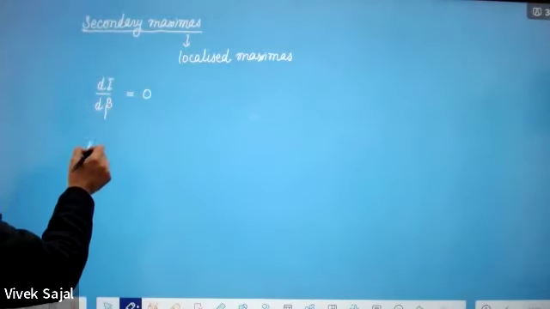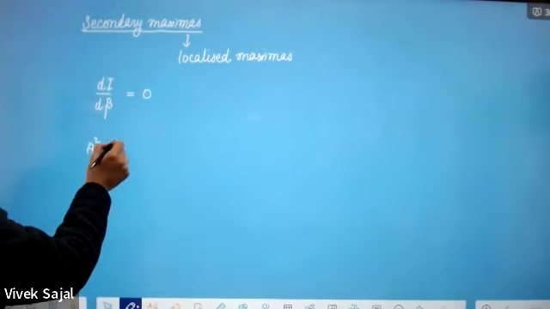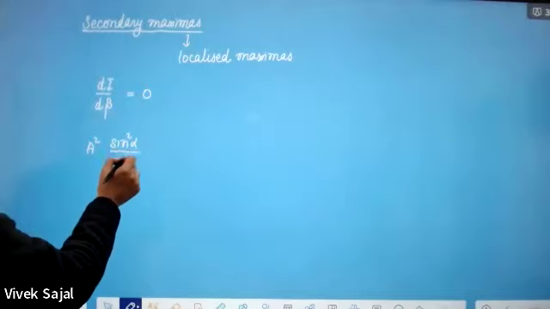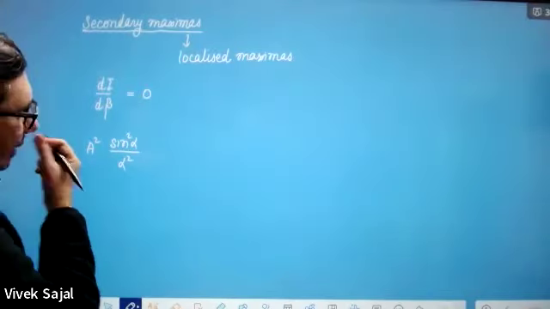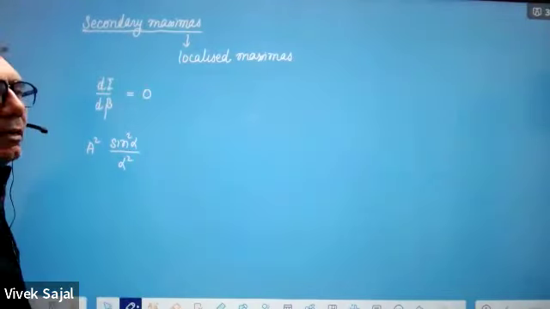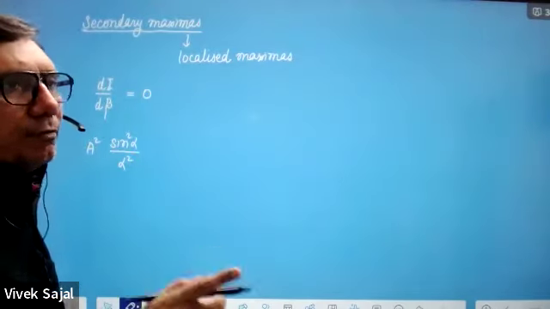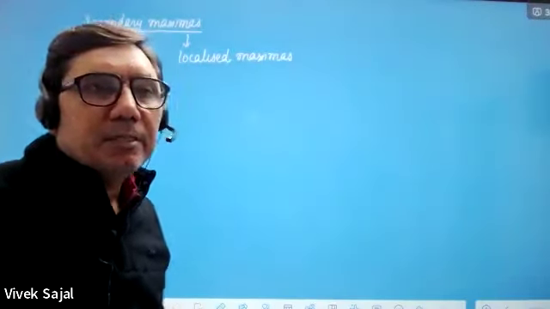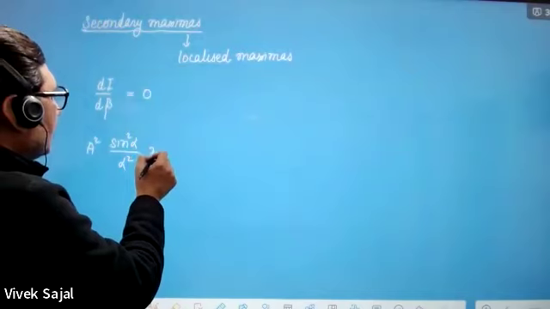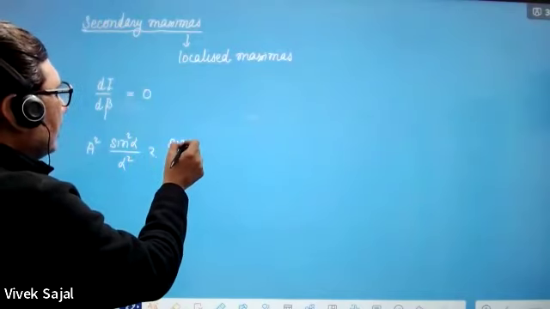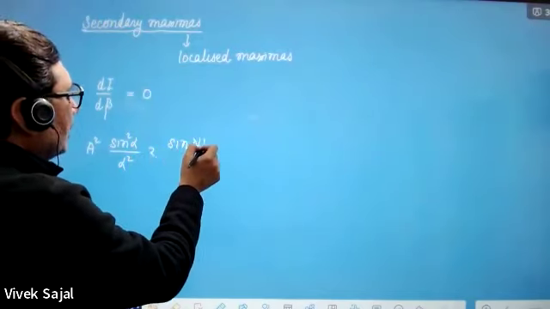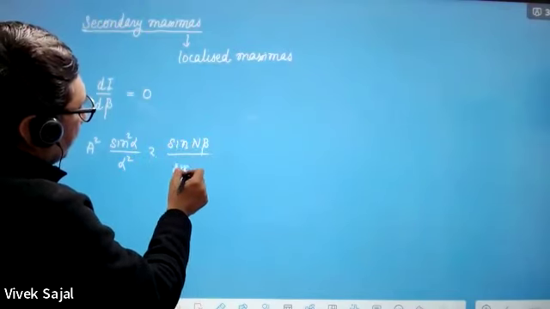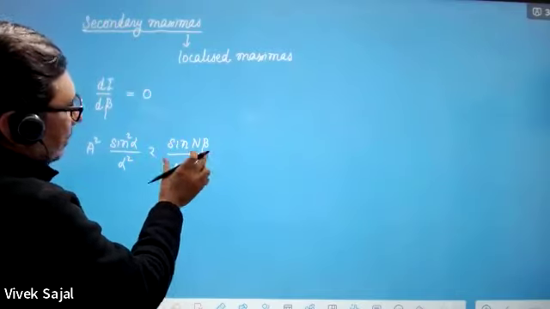I is A squared. A squared will be out. This is alpha, so this will be sine squared alpha upon alpha squared. This will be out. And the second will be sine squared n beta upon sine squared beta. So if you differentiate sine squared n beta upon sine squared beta, that will be 2 times sine of n beta divided by sine of beta, and then differentiate this.